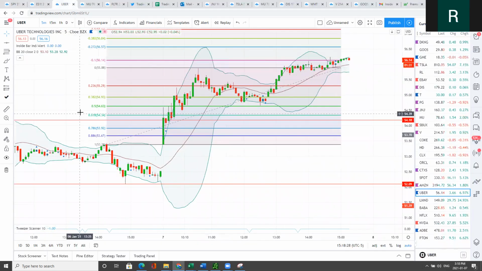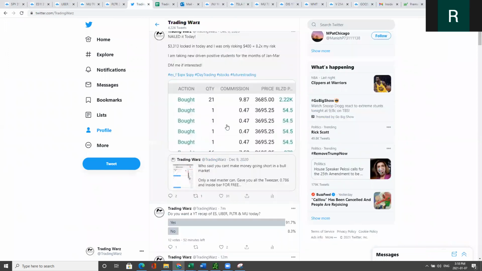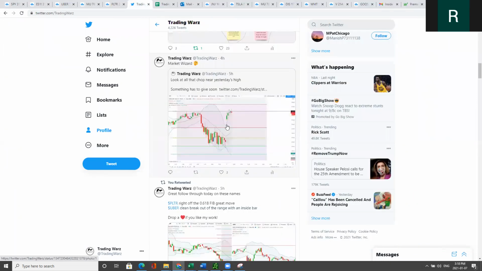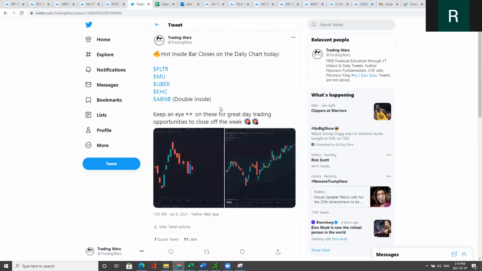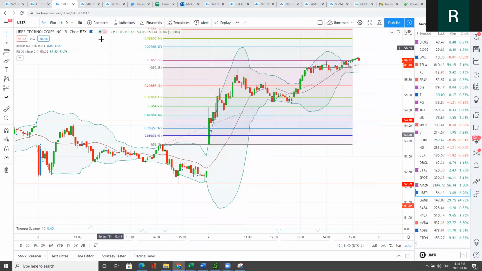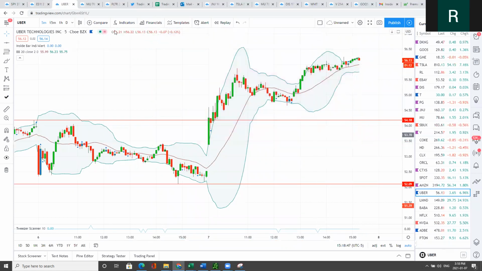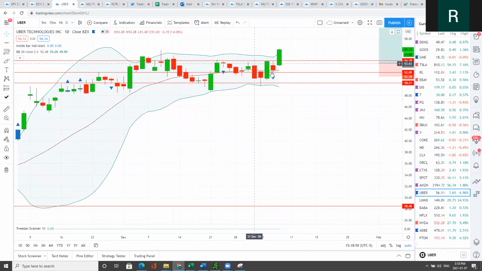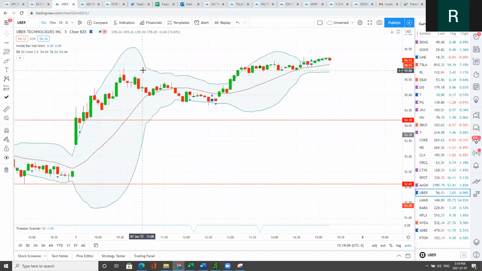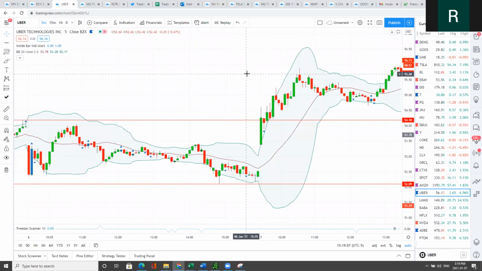Okay, so Uber was a part of the hot watch list that I put out yesterday. I call it the hot inside bar closes watch list, basically. All of these stocks, Uber, MU, and PLTR, had closed with an inside day on the previous day. What does that mean? Let's look at the daily chart. It means that Uber had closed with a candle that was inside the previous day's range. Anytime we have that type of formation, we're expecting a break out either to the upside or the downside. Which way, we don't really know, but we look for clues at the open to help us determine which way we want to go.